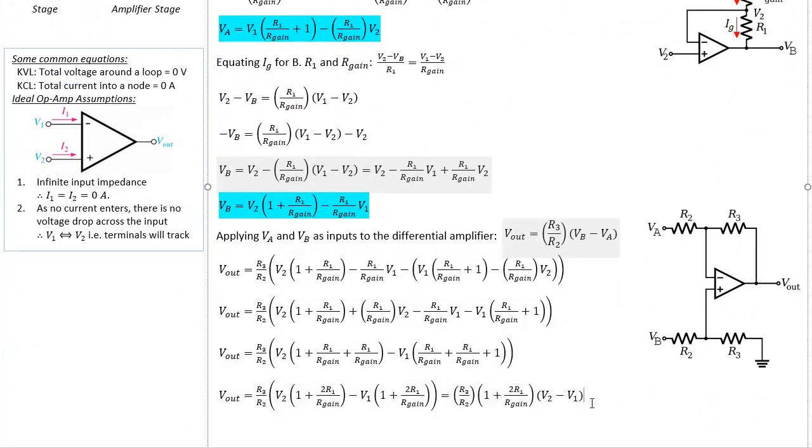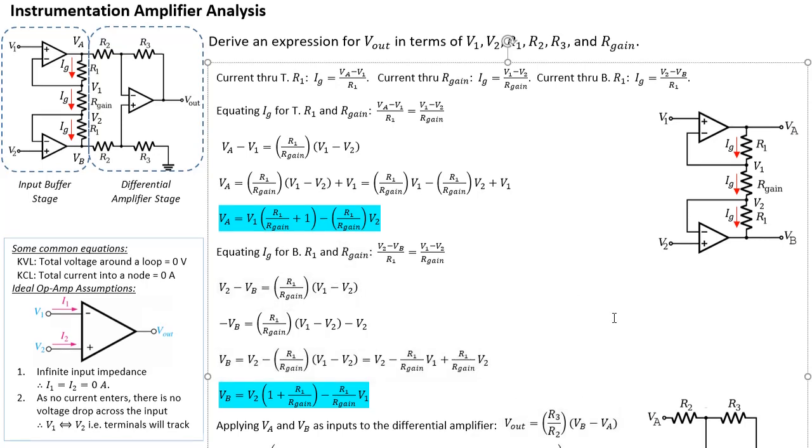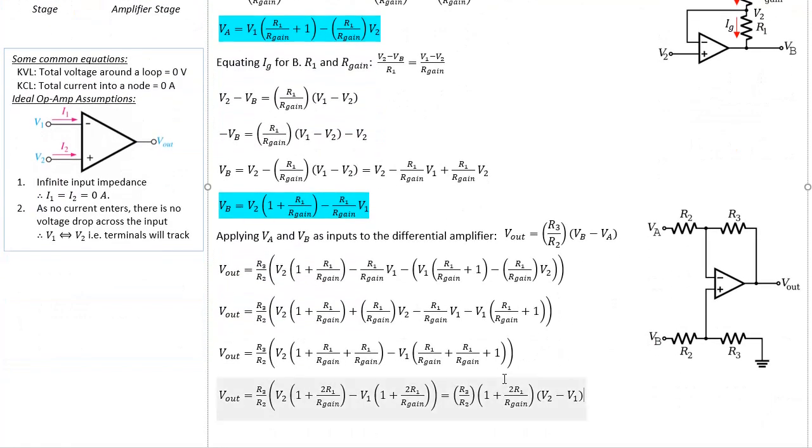So hope you guys understand the process for analyzing an instrumentation amplifier, where the final expression is the difference multiplied by the input stage gain and then multiplied by the differential stage gain.